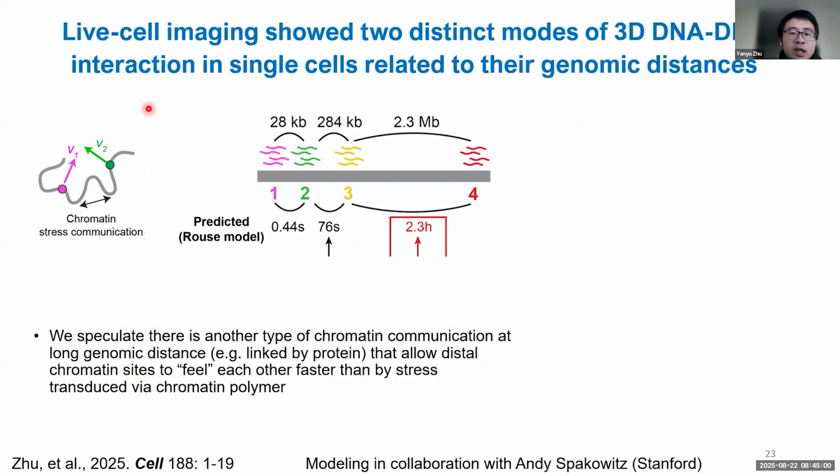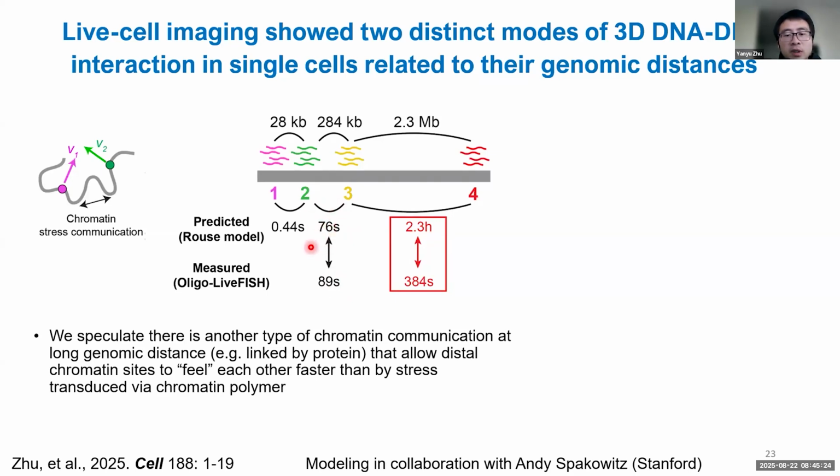We then used this to characterize the communication time for other site pairs. And it is very interesting. We found that for the pairs which are at short distance in the canonical group, our measured communication time is very close to what is predicted by the Rouse polymer model.